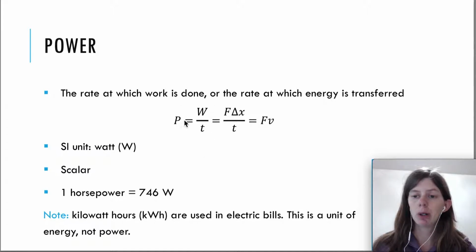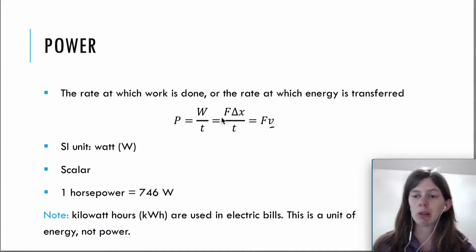So power, capital letter P, is work over time. Work is force times distance, then divided by time. And then we can say, okay, well, a distance divided by time is going to be a speed here. So we have force times speed as well for power. So we can use whichever definition is more convenient for us.